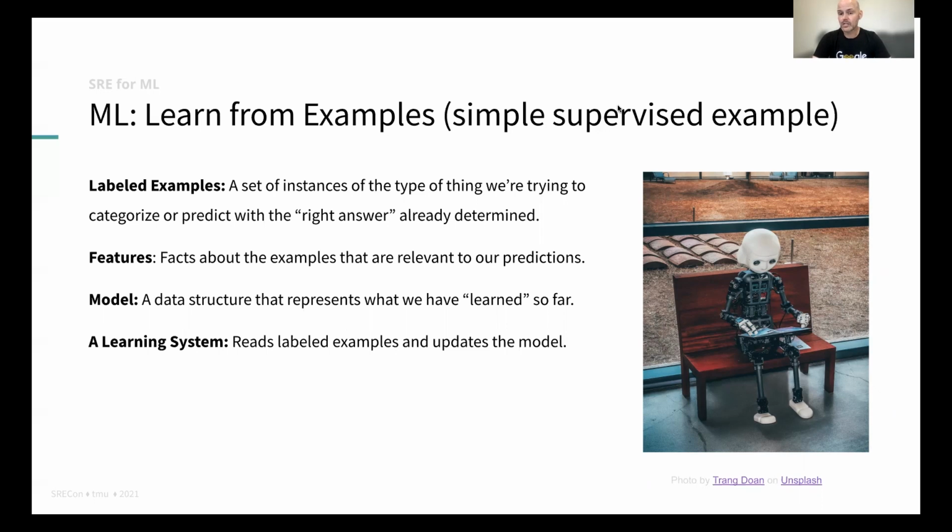There's a very common type of machine learning called supervised learning. Supervised learning takes, first of all, a set of examples that have labels. So what is an example? An example is a piece of data of the type of thing we would like to categorize or predict. So if we are trying to look at pictures and determine whether those pictures are apples, oranges, or neither, a picture would be an example.